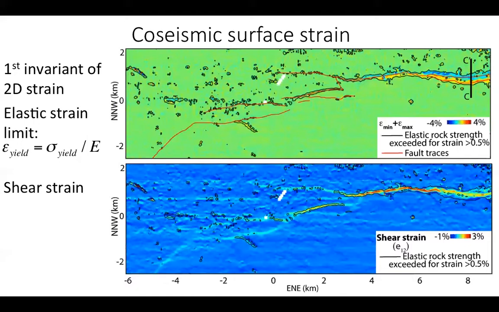Here, this shows the shear strain. We note that it is much more localized onto the fault trace than the area change.